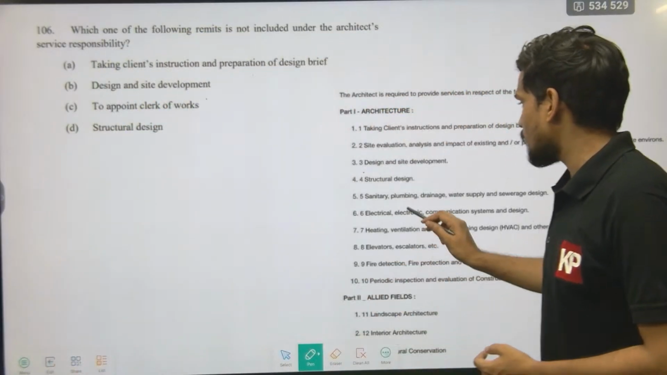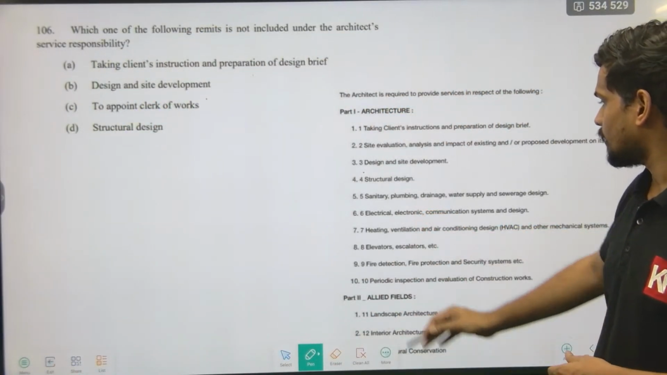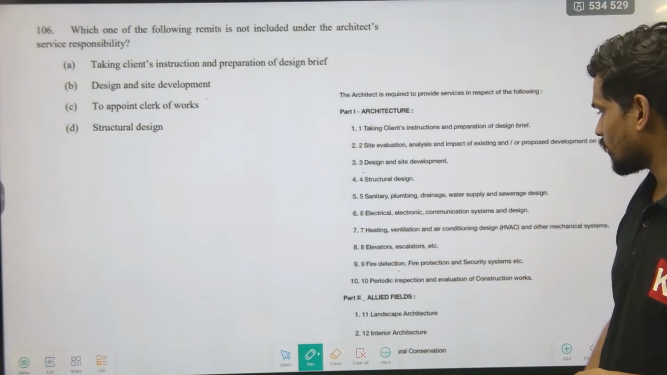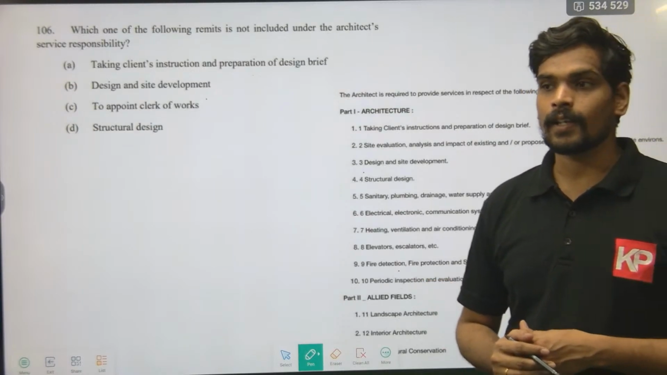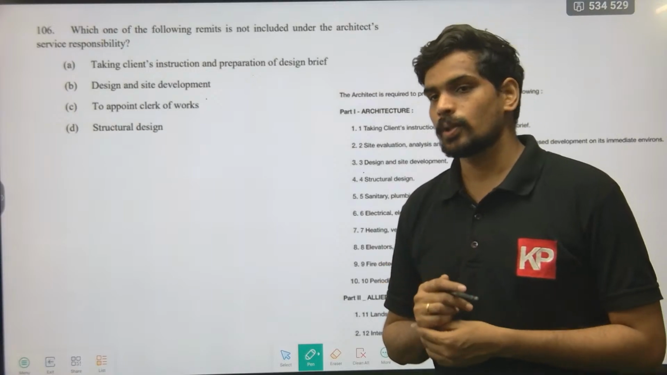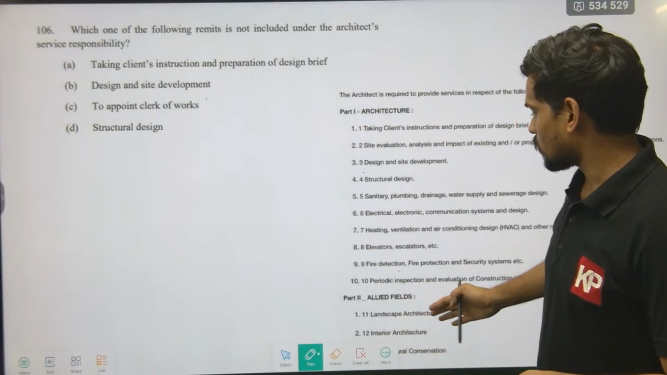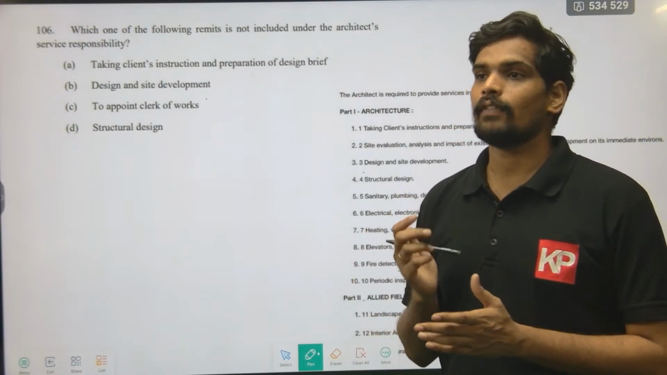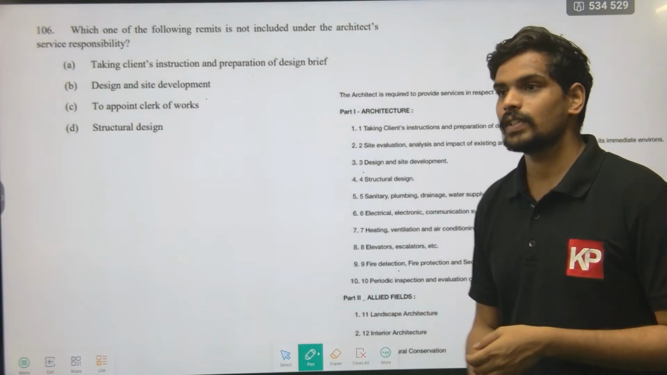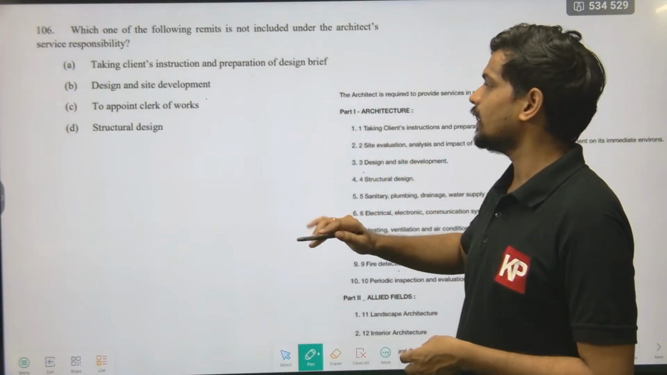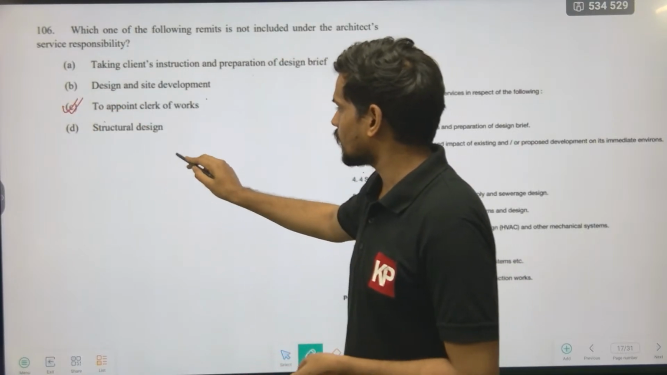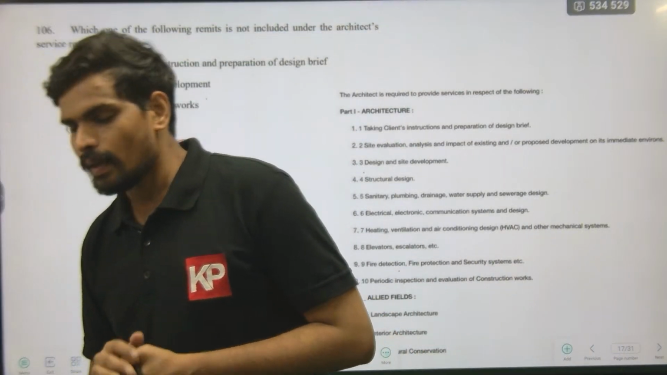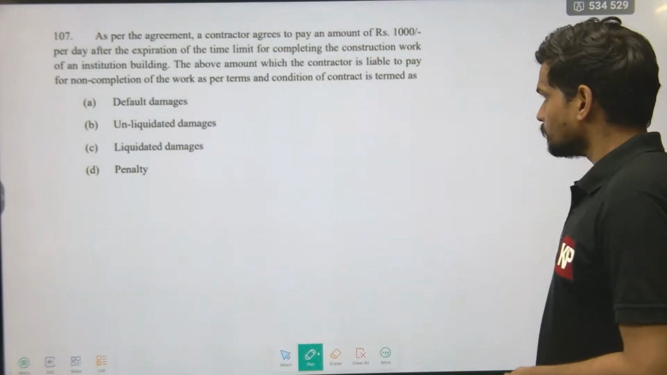Other than that, you also have sanitary, plumbing, discharge, electrical, heating, ventilation, HVAC systems, elevators, escalators, fire detection, fire protection, security systems, periodic inspections. All these are included in the service responsibility of an architect. And allied fields are also given: landscape architecture, interior architecture, architectural conservation, graphic design. These have also been included under allied services of architect. So basically the answer here is appointing clerk of works, which you find nowhere in the list of service responsibility, also published on the COA's website. So that's about question number 106.